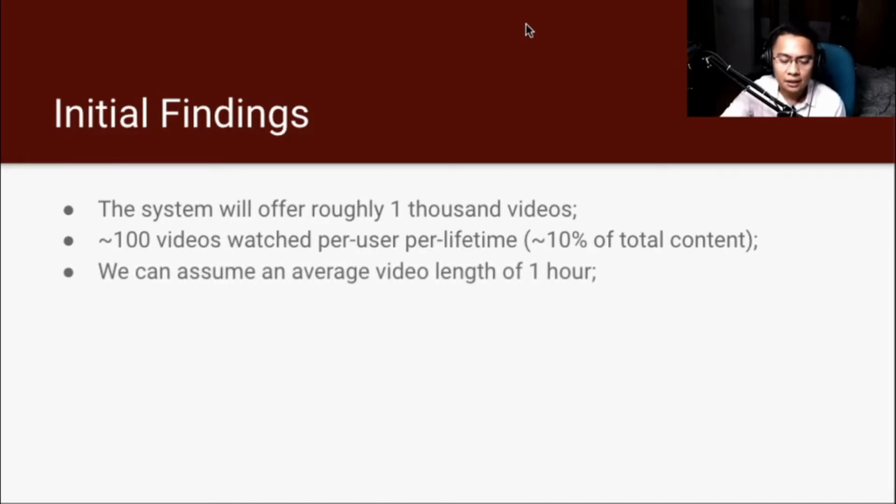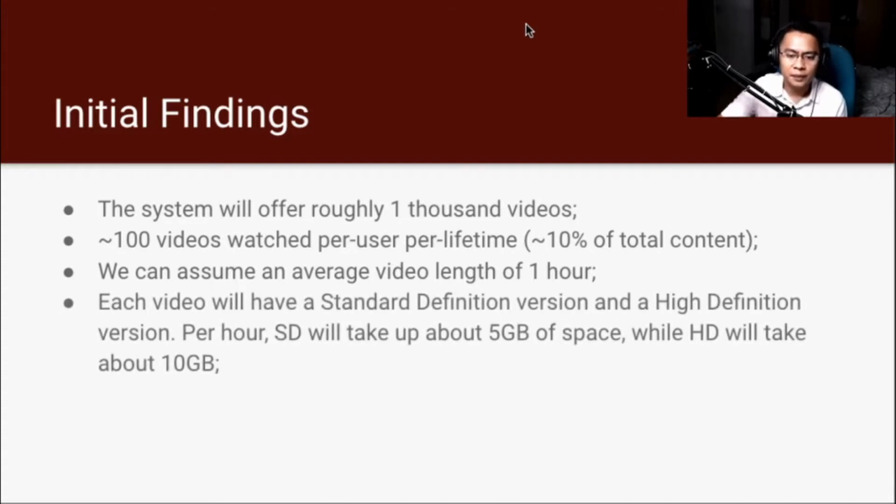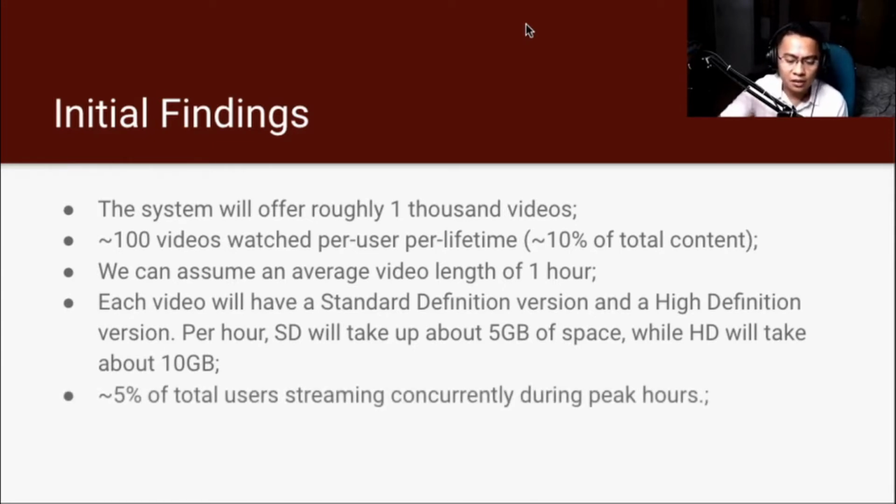The third finding is we can assume an average video length of 1 hour. And each video will have standard definition and high definition. Per hour, standard definition will take up about 5 gigabytes of space, while high definition will take up about 10 gigabytes. And approximately only 5% of total users are streaming concurrently during peak hours.